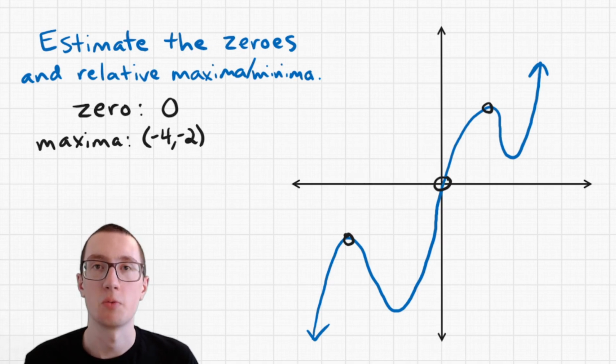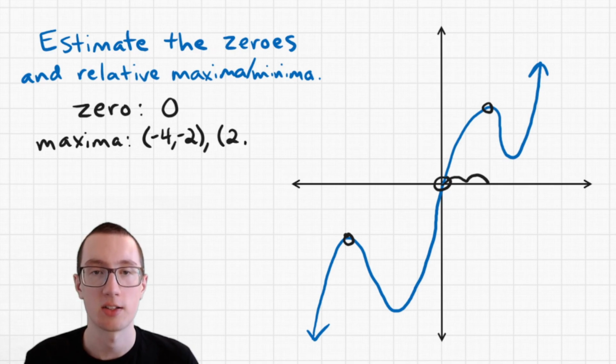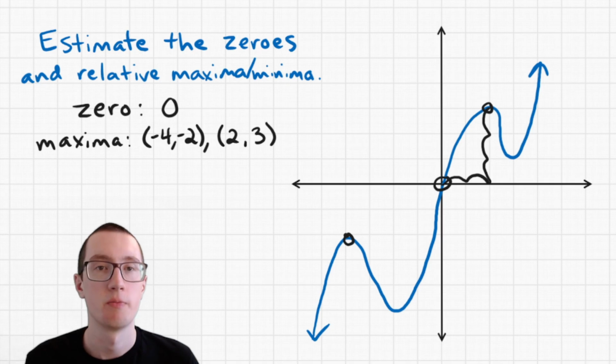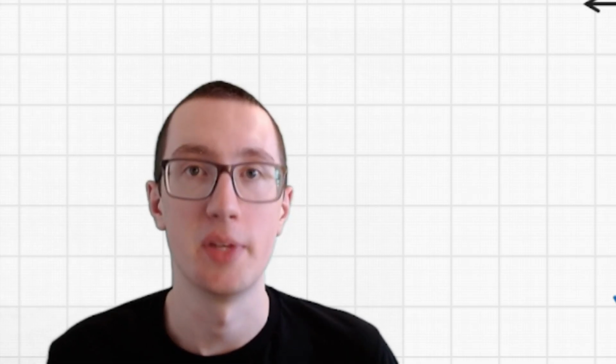So in the last problem, that would mean that we're done. But in this case, we actually have another hill over here. So this is also going to become a maximum, a relative maximum. So we have to go to the right 1, 2 to get to it. The right is positive numbers. So this is going to be 2 for x. And we have to go up 1, 2, 3. And up is positive numbers as well. So that's going to be 3 for y. So we found our two relative maxima, but now we have to find our minima.